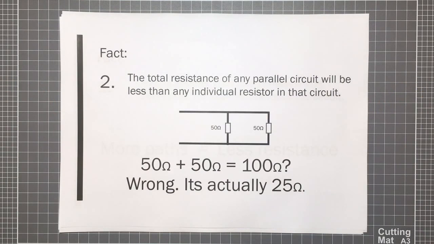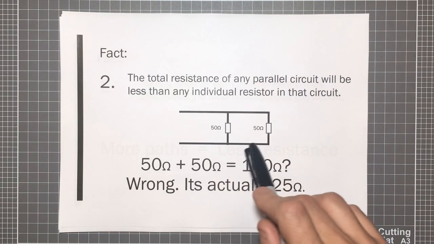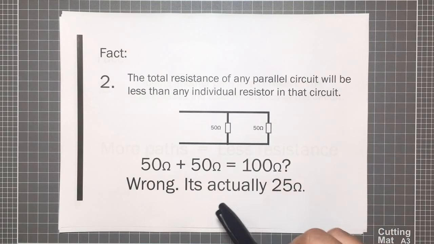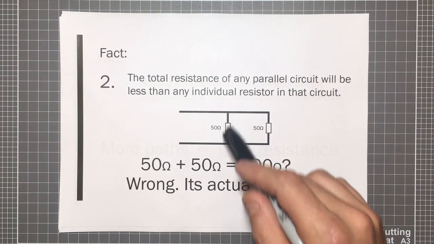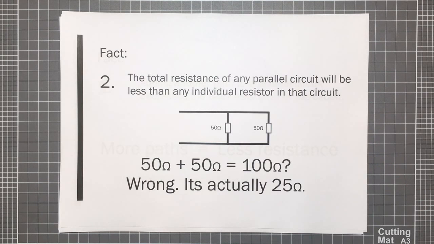It gets a little bit harder, but not too much harder. The total resistance of any parallel circuit will be less than any individual resistor in that circuit. So in this circuit here, we've got a 50 ohm and a 50 ohm. This is just an example one. You would sort of think, intuitively, that 50 ohm plus 50 ohm equals 100. But you're actually wrong. Because we've got more than one path for that current to flow down, we've actually made it a little bit easier for electricity to get through. So in this particular problem, it ends up being half, which is actually 25 ohms.